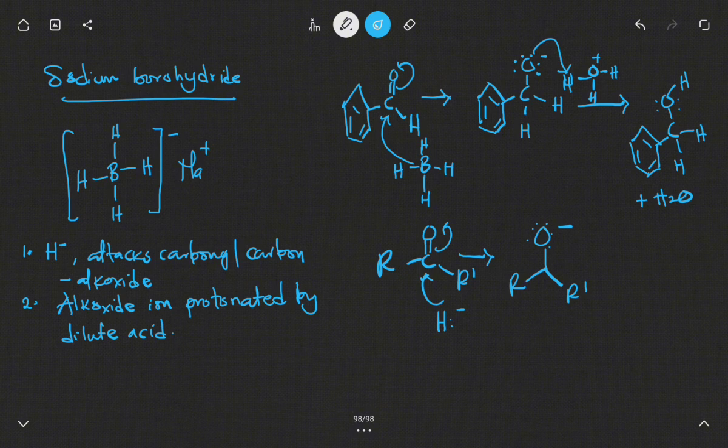Then you have your acid coming in, we have the acid coming in, and then the oxygen is going to pick the hydrogen and give you R, C, R prime, and OH. By this time you can tell that this is a secondary alcohol, while the first one is primary. This is a secondary alcohol because the starting material is a ketone.